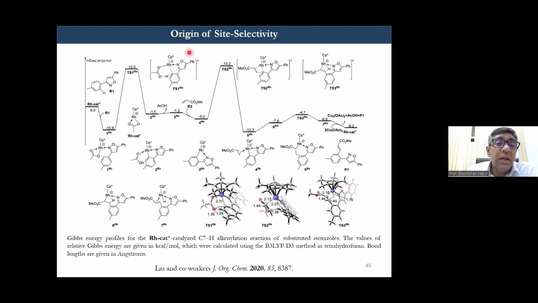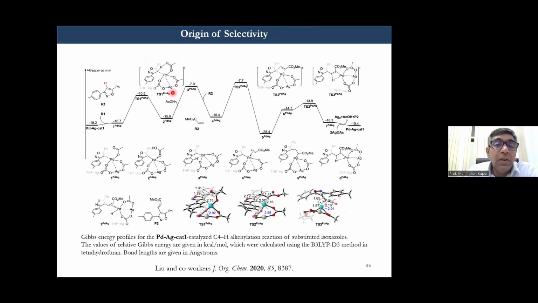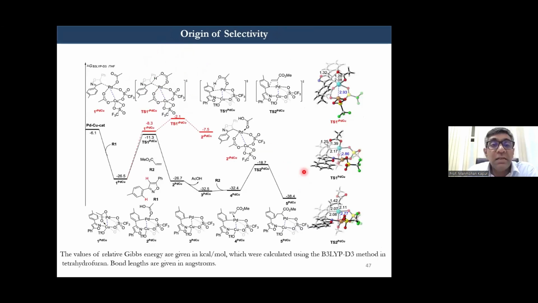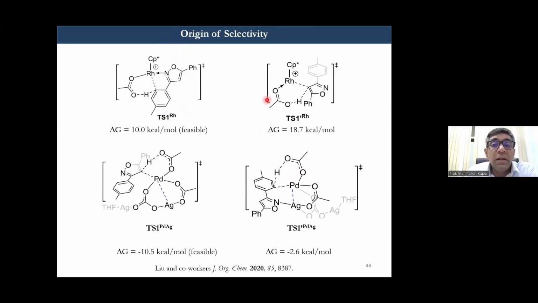That this particular transition state is actually valid, where there is a hard interaction of the cationic rhodium with the nitrogen, thereby functionalizing the proximal position. Whereas in the case of palladium, they found that this hetero-dimetallic species was formed, which functionalizes the distal position of the isoxazole. In both cases, the other transition state was found to be much higher in energy.